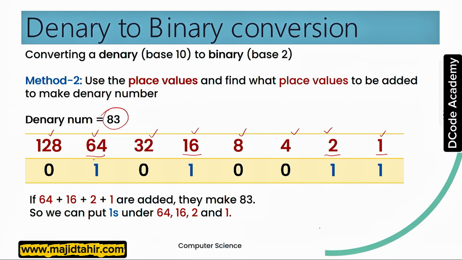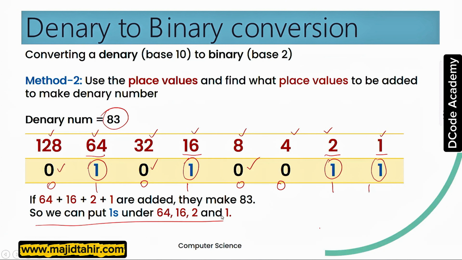I'll put ones underneath the place values that I have selected. I'll put 1 over here, which makes 83, and the rest I will put 0. So the number you get is 0 1 0 1 0 0 1 1. So this is method 2 for converting Denary to binary.